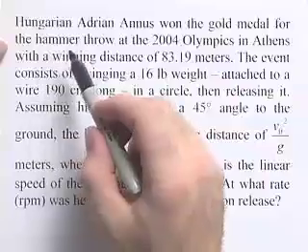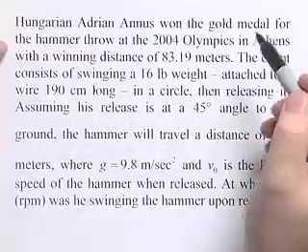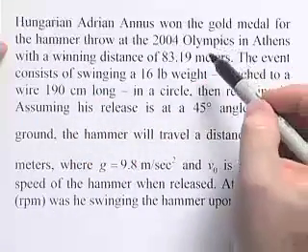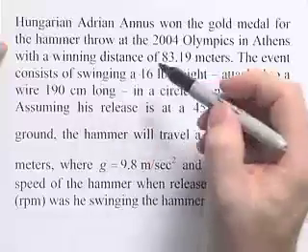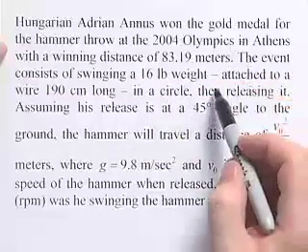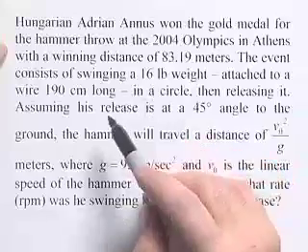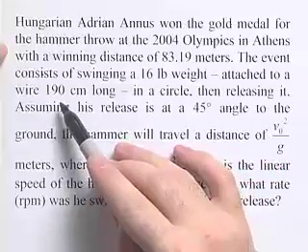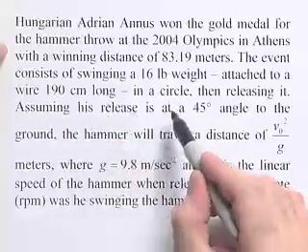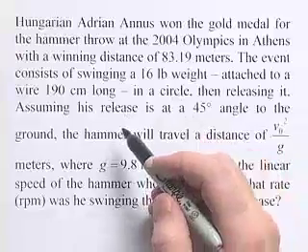We're going to solve an applied problem involving linear speed and angular speed. Hungarian Adrian Annus won the gold medal for the hammer throw at the 2004 Olympics in Athens with a winning distance of 83.19 meters. The event consists of swinging a 16-pound weight, which is attached to a wire that's 190 centimeters long, in a circle and then releasing it.